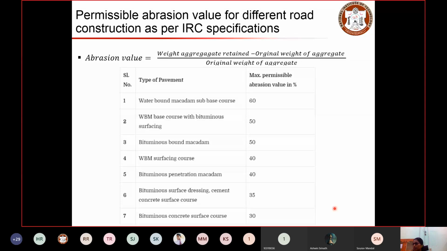types of pavement. So where we expect more traffic, the permissible abrasion value will be reduced, especially for the bituminous concrete surface course that is typically used for pavements. There, the abrasion values are lesser. So lesser the abrasion value, more the hardness of the material.